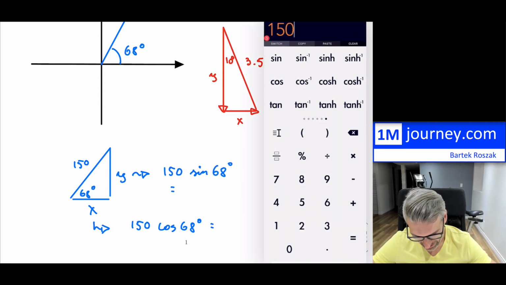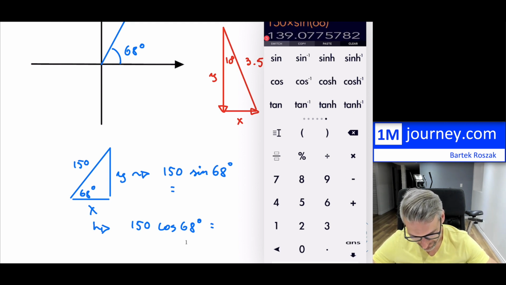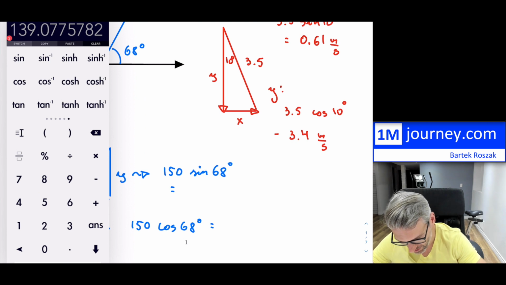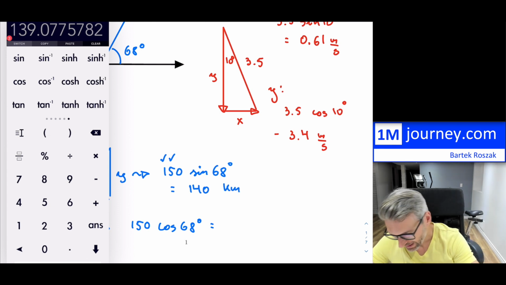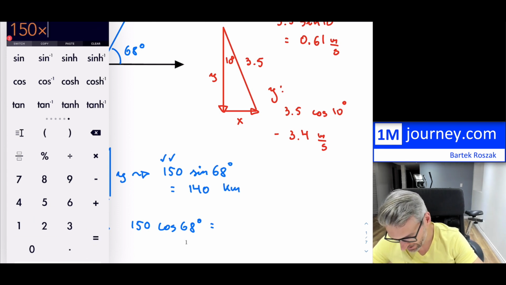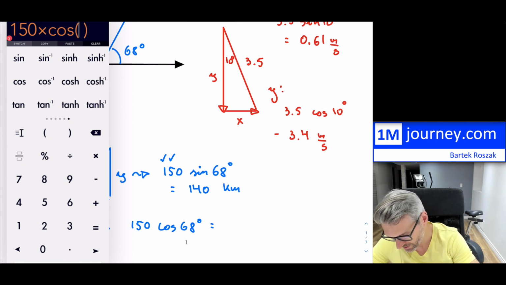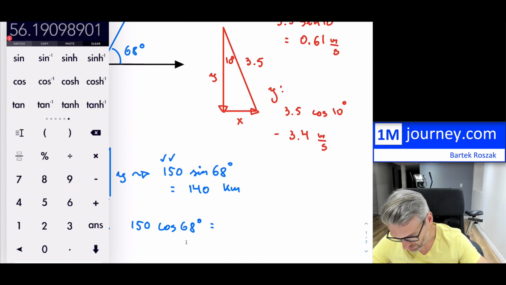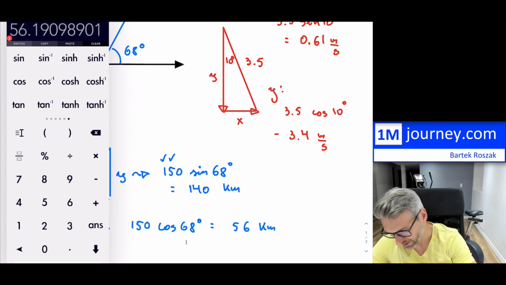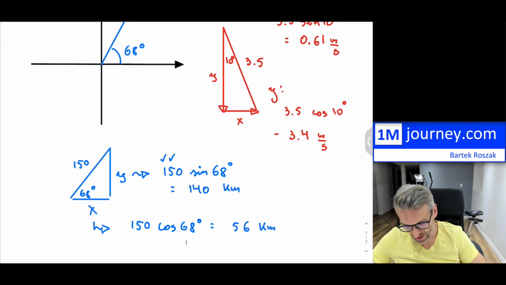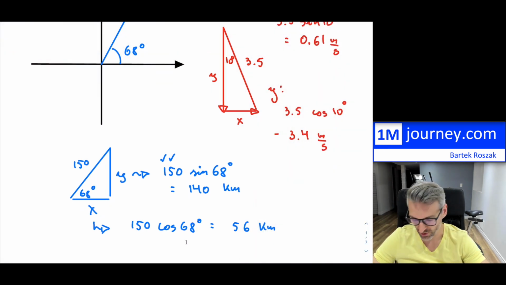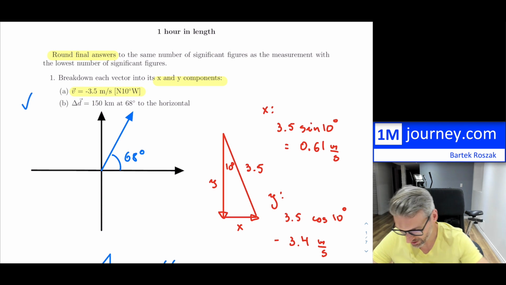So plugging these back in here, this is going to be 150 times sine 68, and that's 139. Well, this has actually two significant figures, so we'll round this to 140 kilometers. And then the other one, which is 150 multiplied by cos 68 equals, and this is going to be 56 kilometers right there. All right, so those are the two, and this would knock out question 1 for us on this particular test.